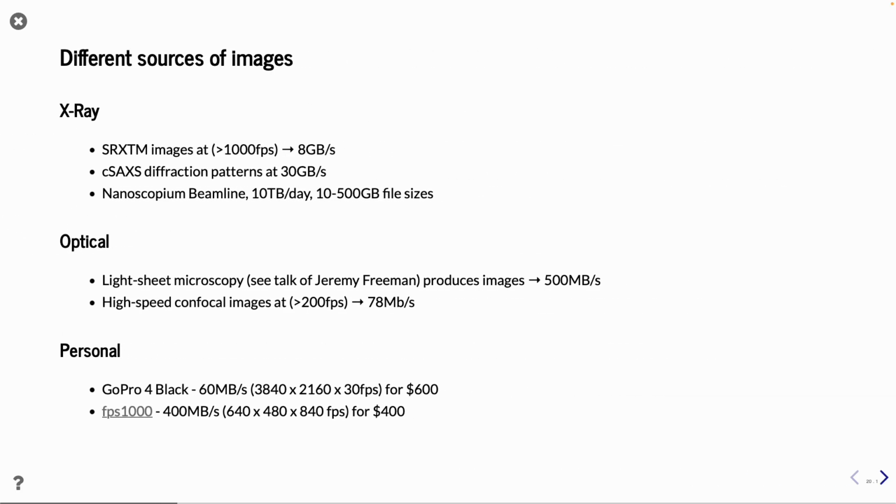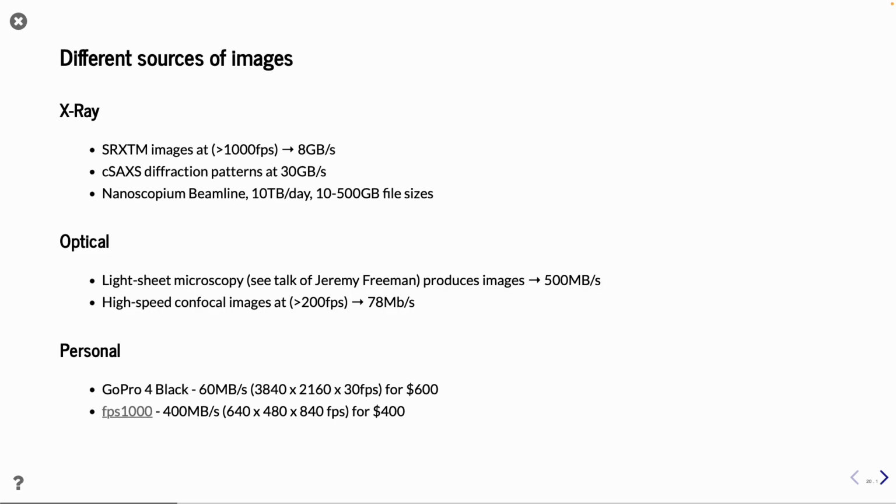Then we have different sources of how the images are produced. For example, X-rays. You can have the laptop, desktop X-ray system, but you can also go to a synchrotron, and there you produce a lot of data. For example, in X-ray tomography, you produce 1,000 frames per second, and that would give you 8 gigabytes per second. In CSACs, maybe 30 gigabytes per second, and on a nanoscope beamline, 10 terabytes per day.